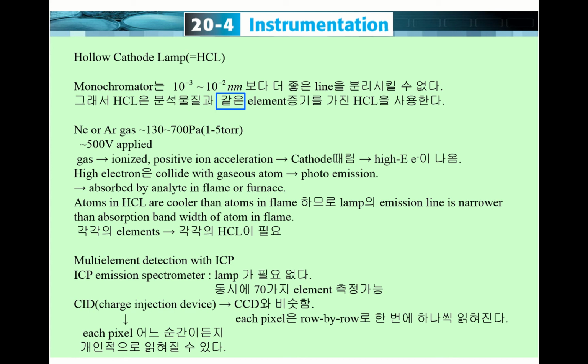But a much better technique has been developed. With ICP, multi-element detection is possible, because in ICP the emission is usually detected, so you don't need any lamp for an ICP instrument. Amazingly, 70 elements are measurable at the same time. It is really amazing.